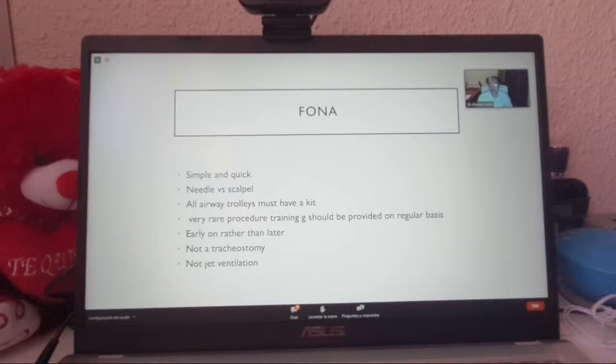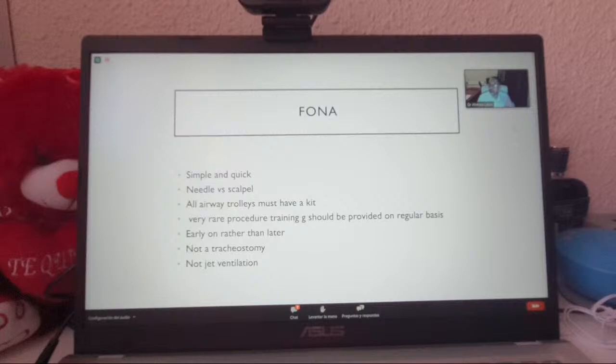All airway trolleys must have a kit. It's a very rare procedure. I have done it once in 24 years of practice, alhamdulillah. And you should provide training to your team on a regular basis. So we have the mannequin and we practice maybe 3-4 times a year.